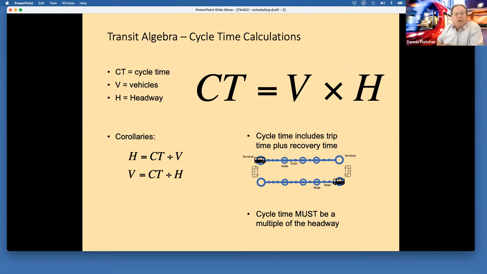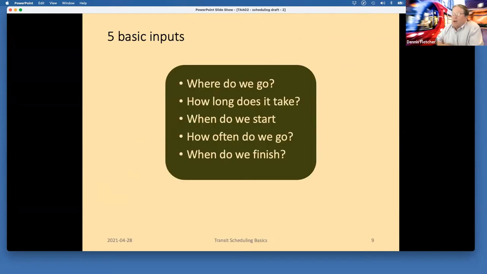So building a schedule means answering 5 basic questions. Where do we go? How long does it take? When do we start? How often do we go? And when do we finish? So let's take a little closer look at each one. And as we do, I want you to consider which of these questions is the most important and which question is the hardest to answer when building a schedule. Spoiler alert, those are both the same question.